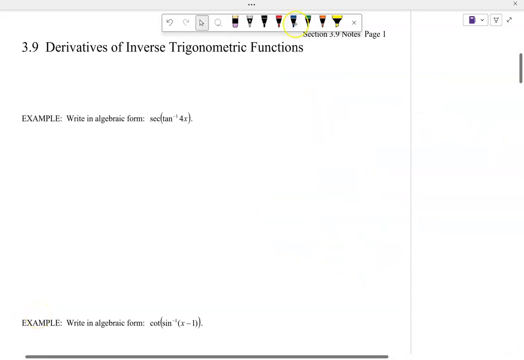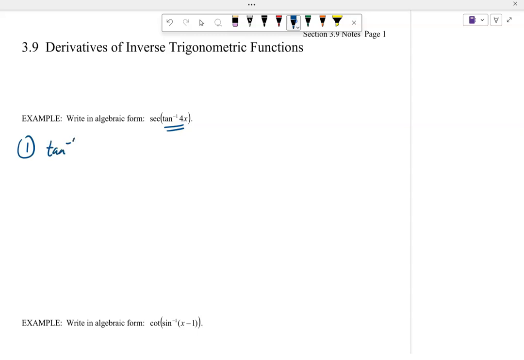All right, let's look at this first one now. We've got the secant of the arc tangent of 4x. What I'm going to do is take step number one. And I should say for all these problems, we're going to involve drawing a triangle and labeling the sides, so we can assume that x is positive, and we're going to draw this triangle in the first quadrant, so you can assume that, you guys.